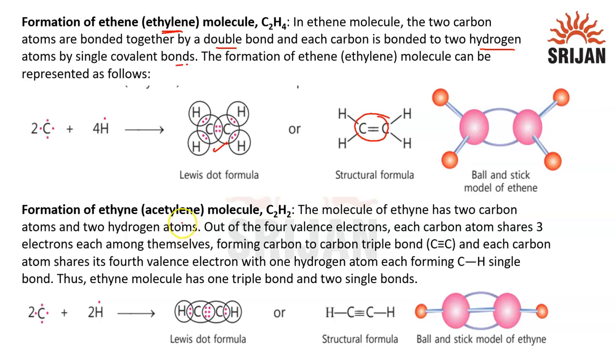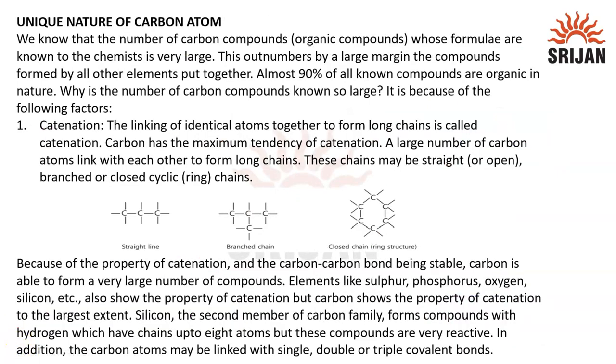Next, in acetylene or ethine, that is C2H2, the molecule has 2 carbon atoms and 2 hydrogen atoms. Out of the 4 valence electrons, each carbon shares 3 electrons among themselves, forming a carbon-carbon triple bond, and each carbon atom shares its fourth valence electron with 1 hydrogen, forming a C-H single bond. So the ethine molecule has 1 triple bond and 2 single bonds. This is how organic compounds are formed by sharing of electrons.